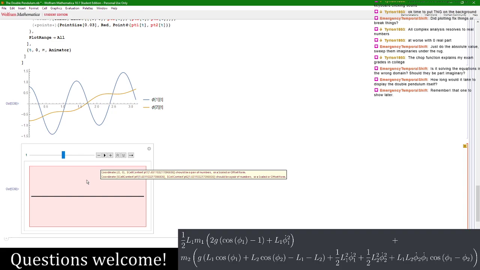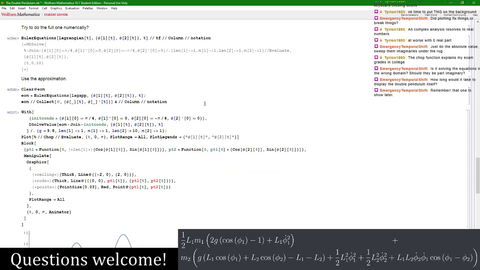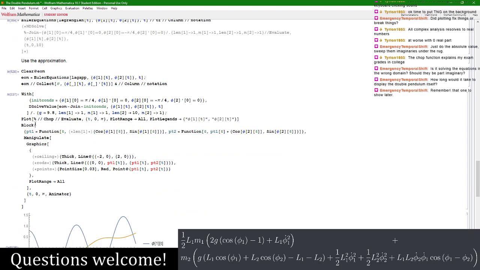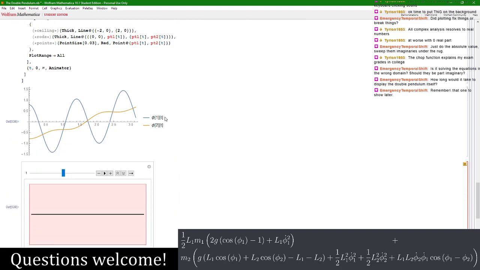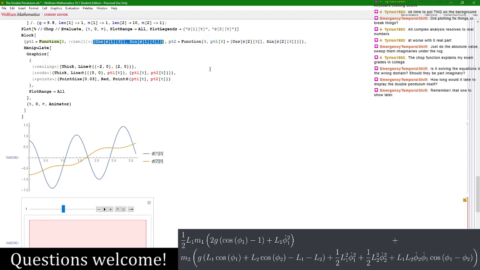Point 1 should be a pair of numbers. Here's point 1. Okay, so this should be a point. That should be a point. That's a point. This is a line. This is a line.